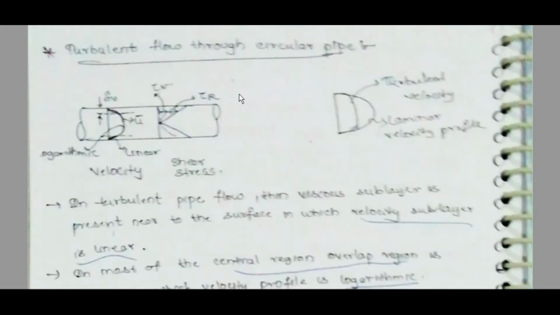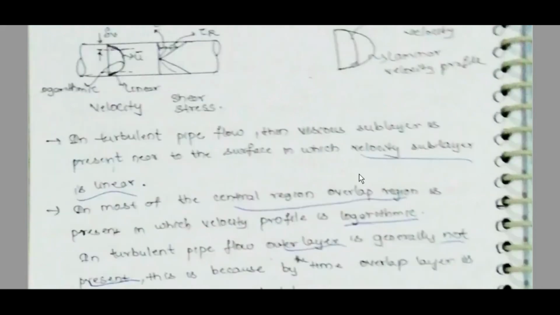Turbulent flow through a circular pipe. Here, till here it is linear, and in between it is logarithmic. Tau v, tau r, shear stress, velocity profile, delta v. The turbulent velocity profile is fuller like this, while the laminar velocity profile will be like this.